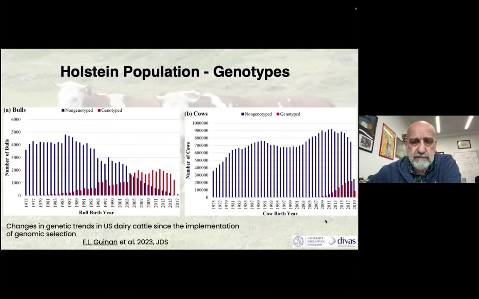What's going on in a population like Holstein, which is the largest dairy specialized population in the world? As you can see, the genotyping of bulls born many years ago, even though we have cheap genotyping only from 2010, was possible because semen was kept in liquid nitrogen. So we had the genetic material from the past. But now you see the female population starting to be genotyped. And this is another change of paradigm.